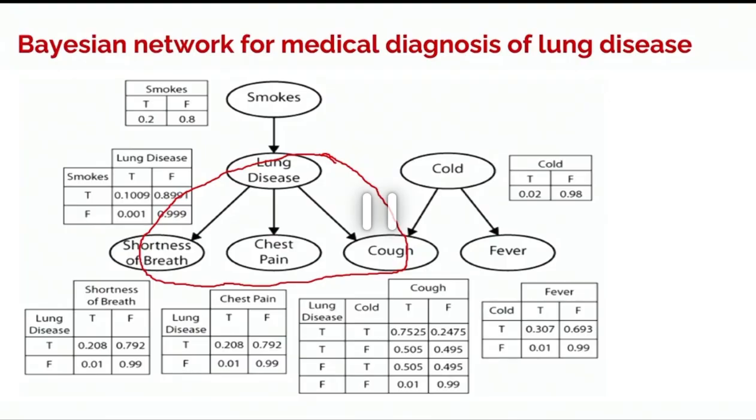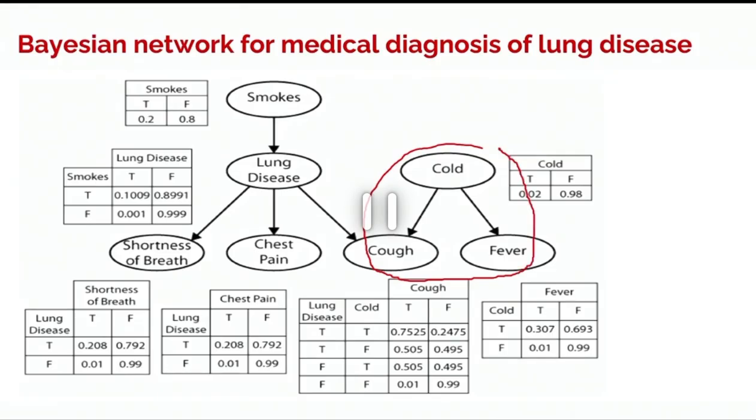Lung disease leads to shortness of breath. Lung disease leads to chest pain. Lung disease can also lead to cough. Okay? This is a situation where you have a common cause. Now, take a look at this guy as well. Take a look at this. Okay? A cold can lead to cough. A cold can lead to fever. Okay? This is an example of a Bayesian network.